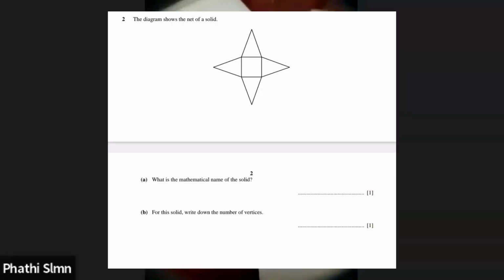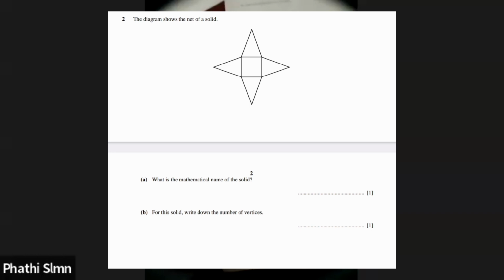It says, the diagram shows the net of a solid. So we've got our solid there. It's a net. Question 1 says, what is the mathematical name of the solid? So now if you join this net together, what do you come up with? What solid is it?